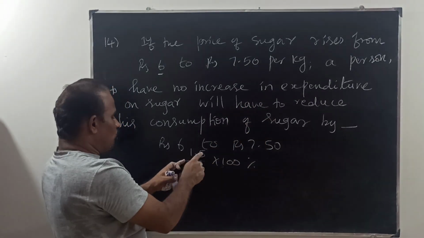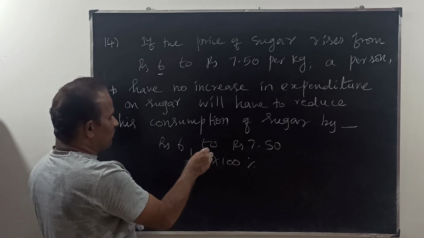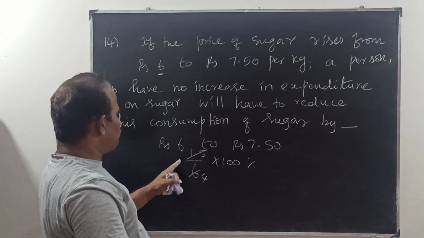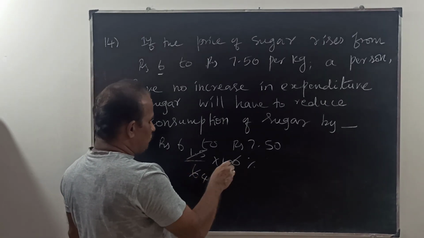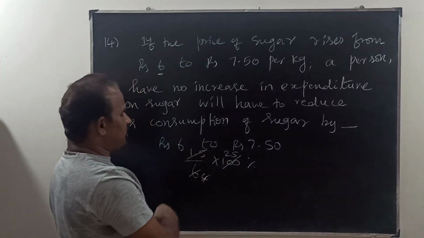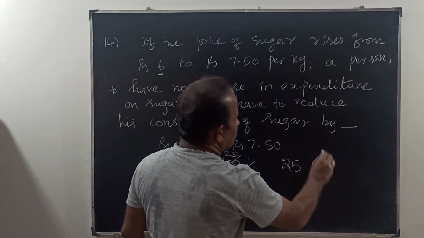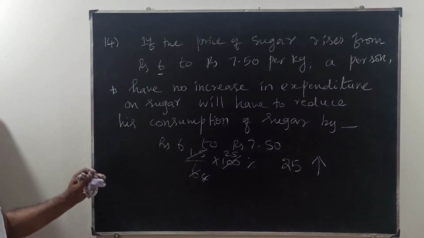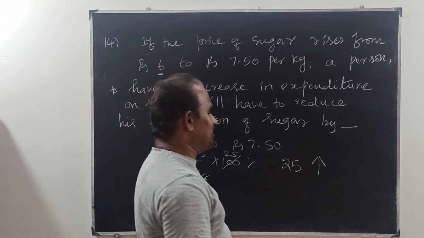Therefore, what percentage increase? This is the concept. 1.5 divided by 6 into 100. So therefore, you will be getting 1/4. And 4 into 25 is 100. So therefore, 25% increase. The price of the sugar increased 25%.